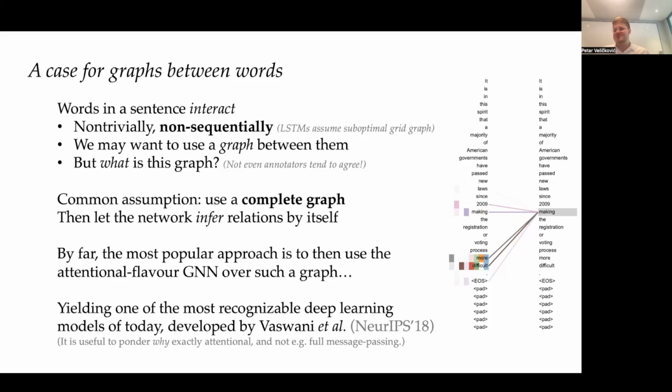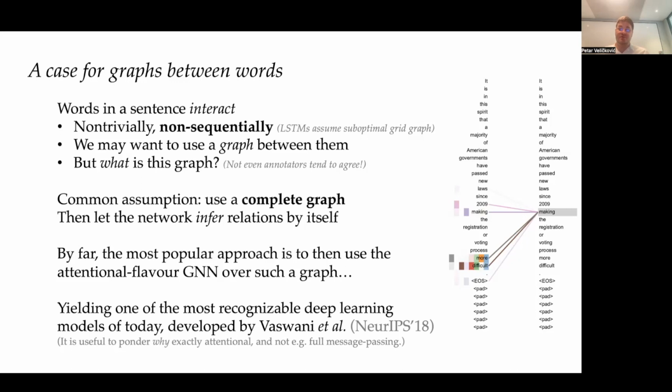So this means that you probably shouldn't focus on using just a recurrent neural network like an LSTM, because what is an LSTM assuming? It's basically assuming a grid graph, where every word is connected to its two immediate neighboring words. As a result, it's using a graph that is in principle correct, but suboptimal for the task at hand. We might actually want to use a more general graph structure between the words to be able to model the meaning of those words.